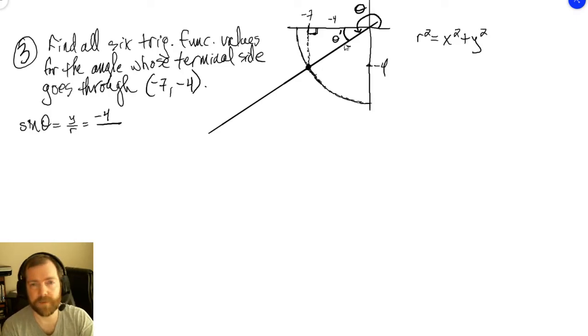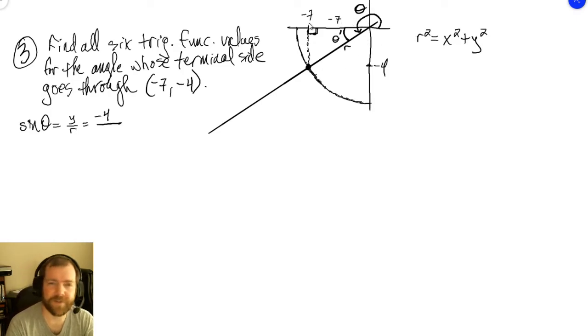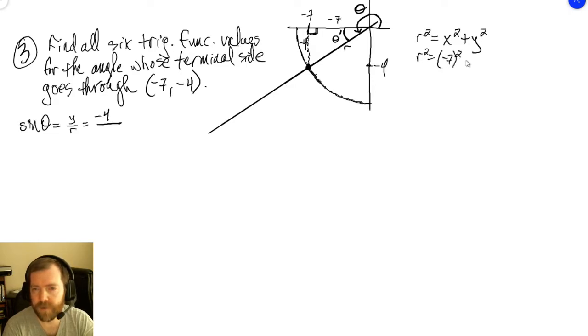This distance here is going to be -7, 7 in the negative direction. Wow, I just messed that up. Our y distance is going to be 4 in the negative direction, or -4. Which means r squared is going to be equal to x squared, which is -7 squared, plus y squared, which is -4 squared. So r squared is equal to 49 plus 16, which is 65.